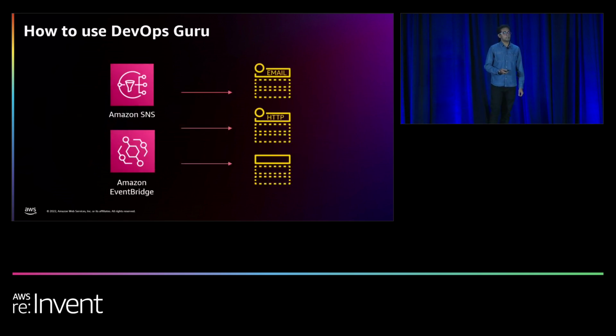Optionally, you can also connect Amazon DevOps Guru to an SNS topic, or you can use EventBridge to communicate any insights to you. You can filter these insights by CloudFormation stack, or you can do it through any AWS services as well.